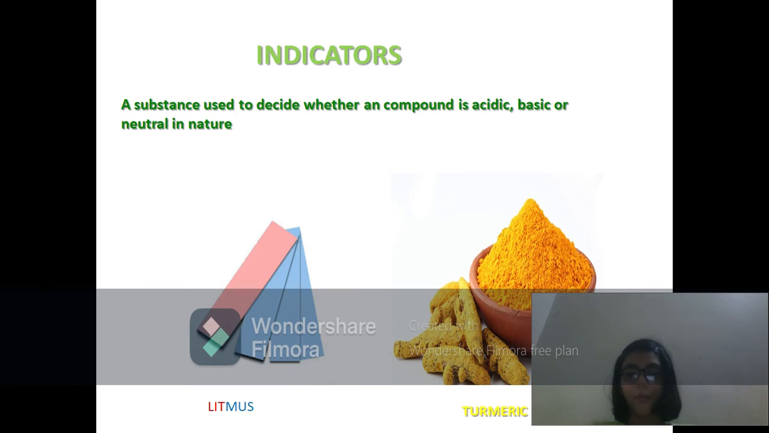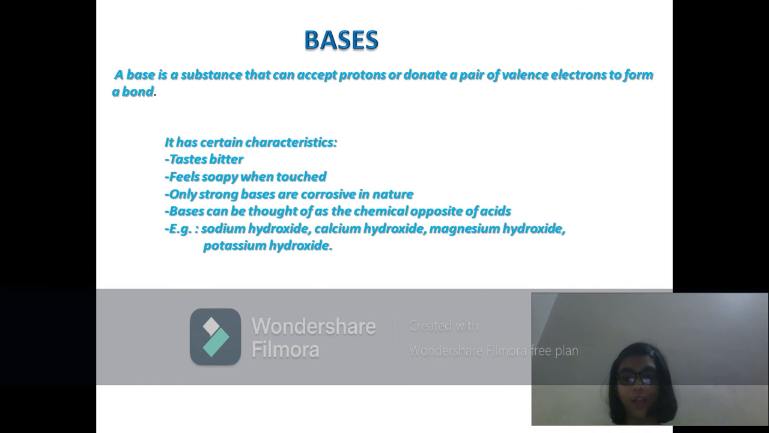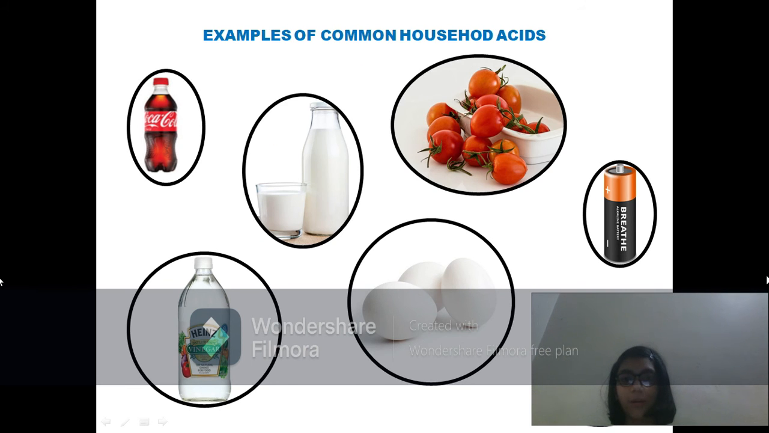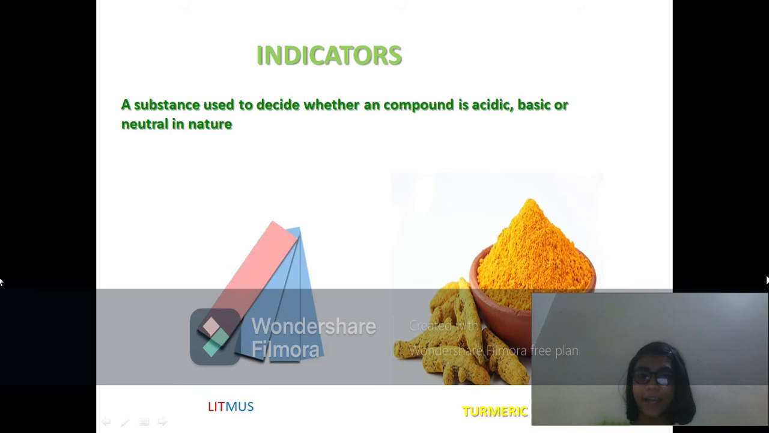So for testing whether something is a base or an acid, suppose in a test tube you have some substance that can be acidic or basic. How can we test whether it is acidic or basic in nature? For that we have indicators. An indicator is a substance that is used to decide whether a compound is acidic, basic or neutral in nature.